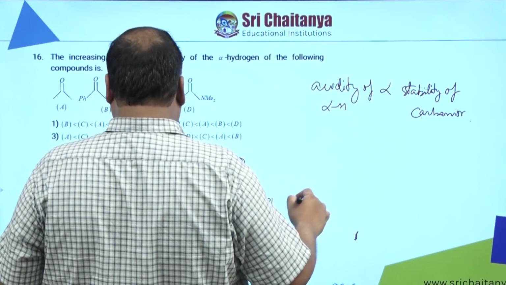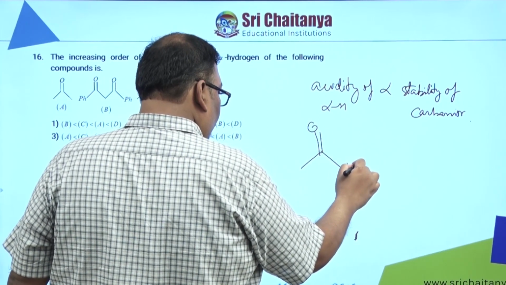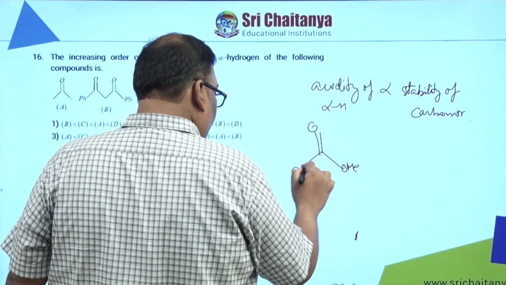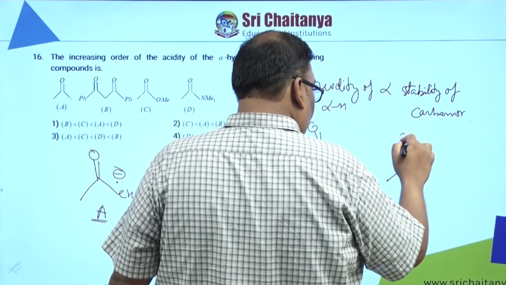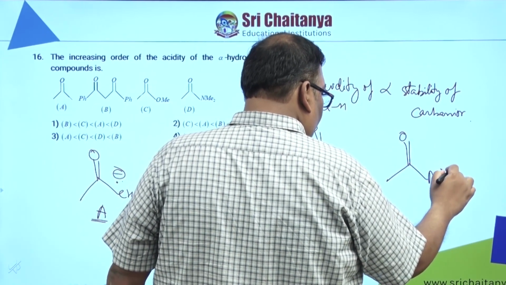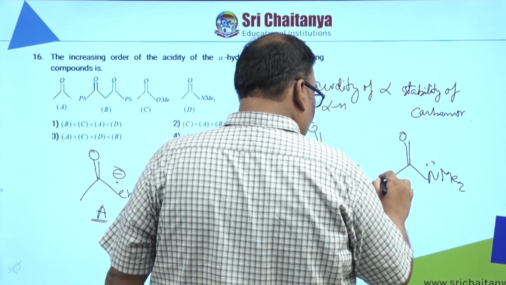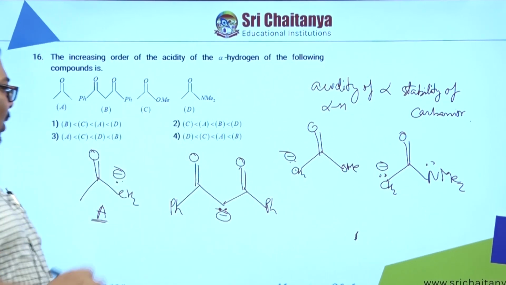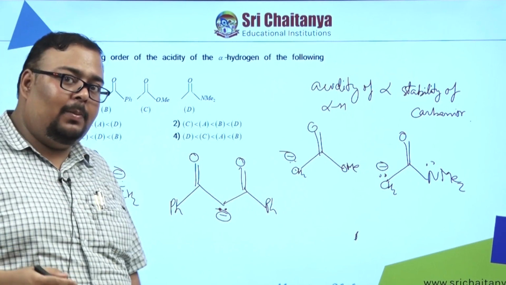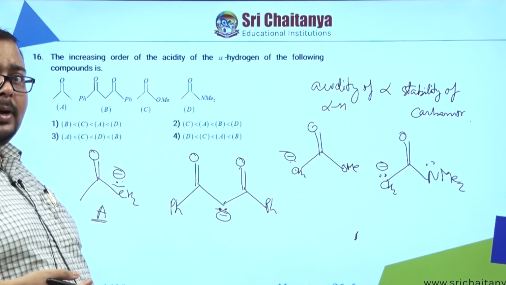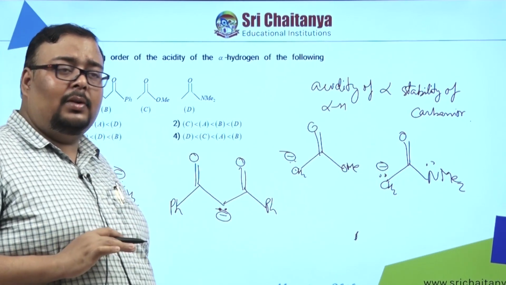Okay, in case of C, the carbanion is something like this. And in case of D, the carbanion is something like this. Now you see, in all these four cases, I want to delocalize this negative charge. If I am able to delocalize this negative charge, then the carbanion will be more stabilized due to resonance, and hence the acidity of alpha hydrogens will be increasing.